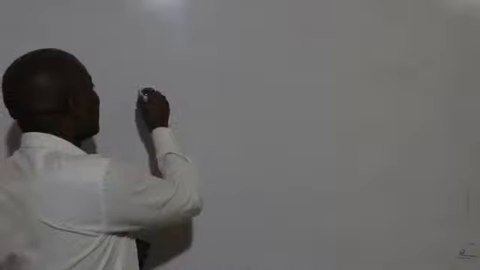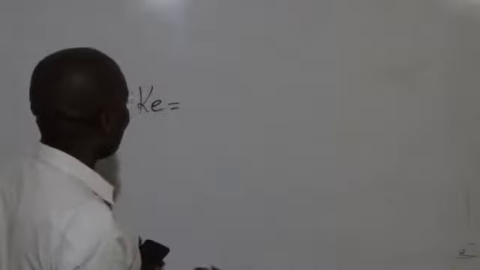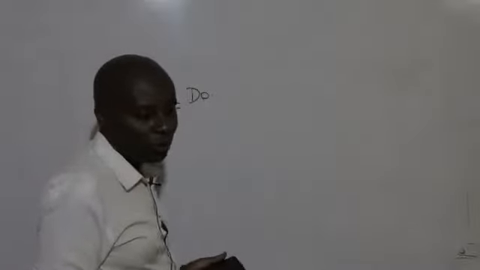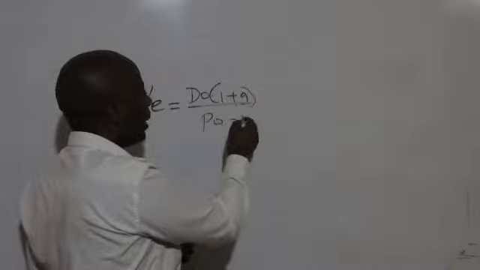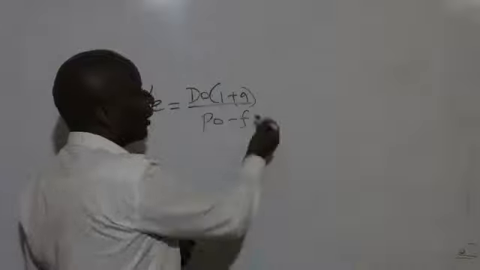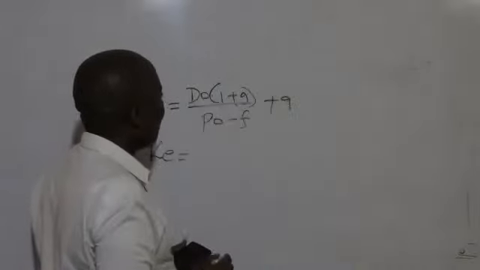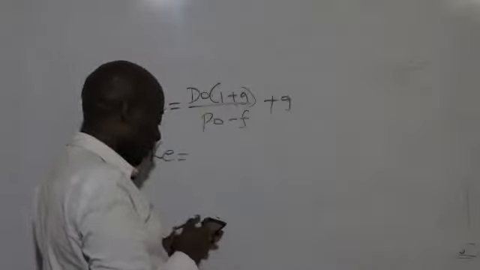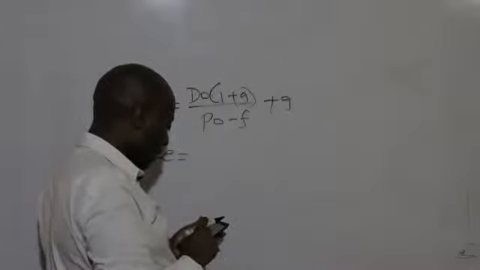So to get the cost of equity, ladies and gentlemen, what do we have here? We have D0 into 1 plus g, all over P0 minus flotation, at the end of the day, plus g. So we have our cost of equity being equal to D0. The D0, ladies and gentlemen, that we have has been given.